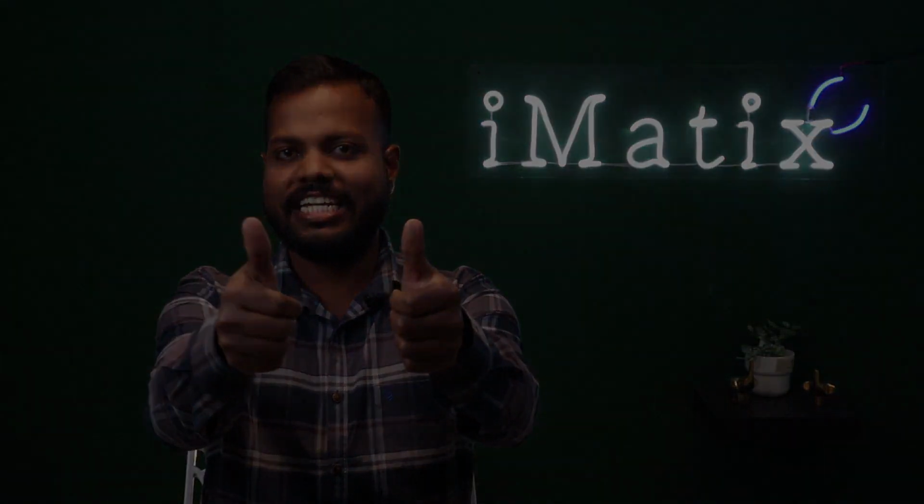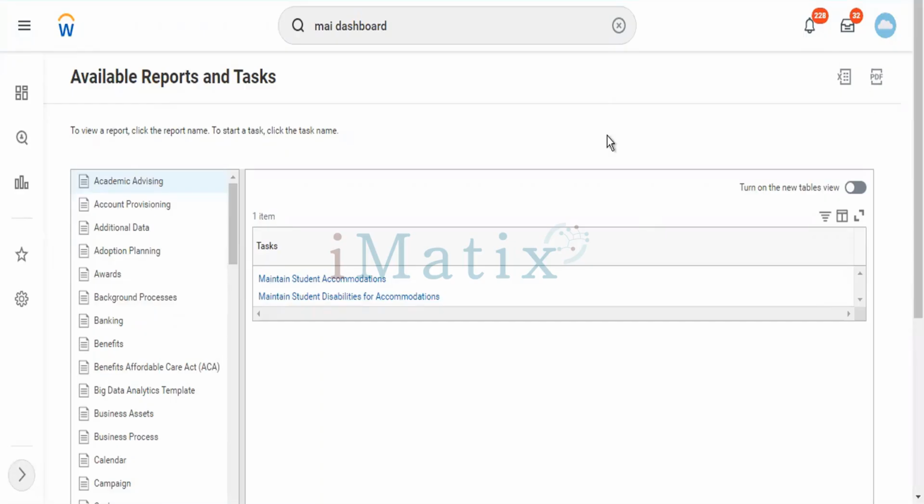So let's get started. Now we are talking about the site map. Site map is nothing but a kind of list. Under every area, there are certain tasks or reports based on your access you can explore.